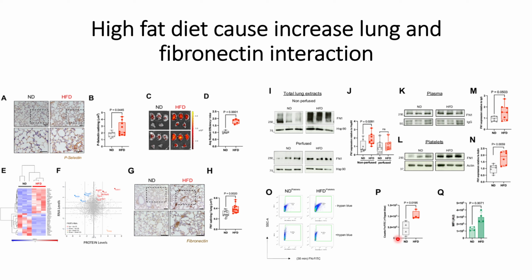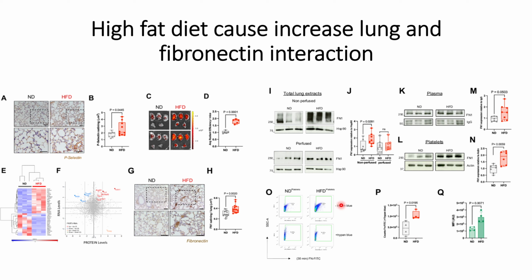Panel P shows FN-FITC with trypan blue conditions, which indicates the internalized part of the cells, and it is significantly higher in the HFD conditions compared to the nude mice conditions. Trypan blue has the property that it can enter cells whose membrane is damaged. When they checked the MFI, the mean fluorescence intensity, they can see that the mean fluorescence intensities are also significantly higher in the HFD mice conditions compared to the control conditions.